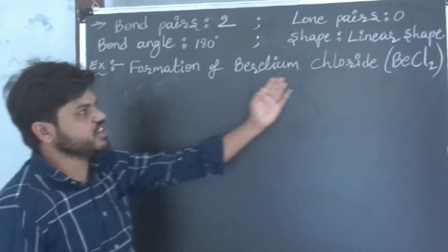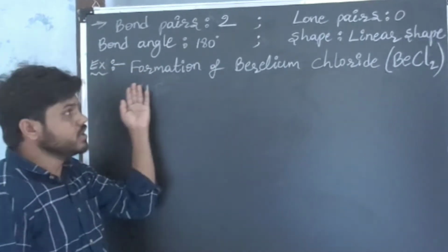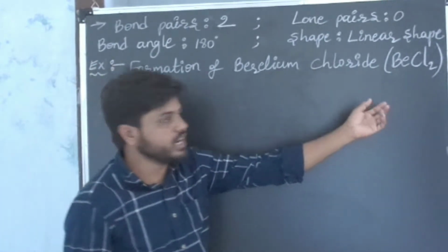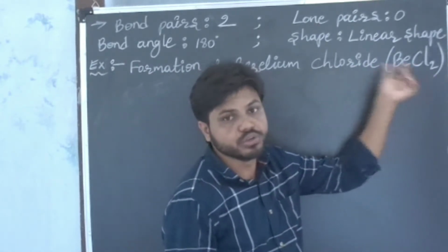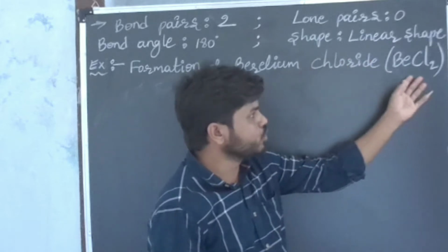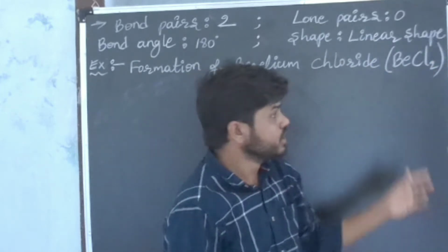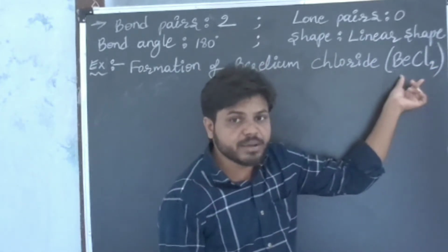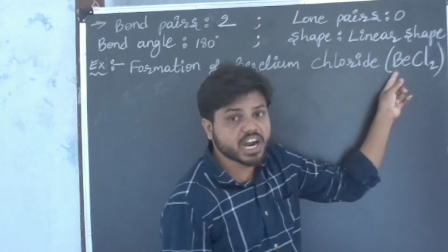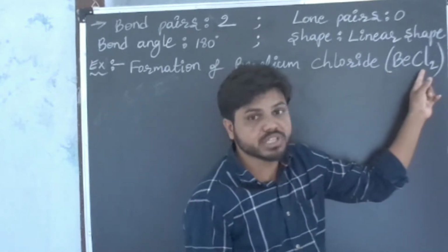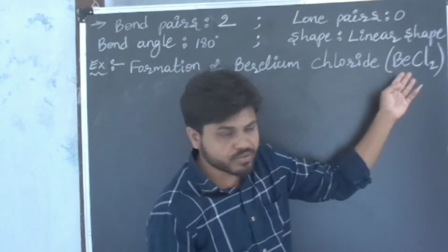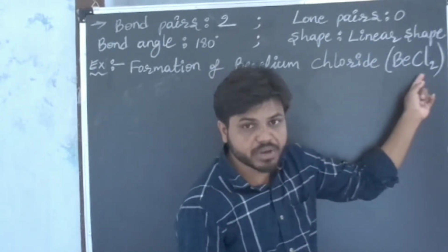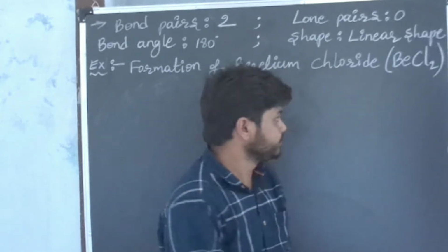Example, formation of beryllium chloride. The chemical formula of beryllium chloride is BeCl2. From this we can say beryllium chloride is formed from one atom of beryllium and two atoms of chlorine. I am repeating: the beryllium chloride molecule is formed from one atom of beryllium and two atoms of chlorine.